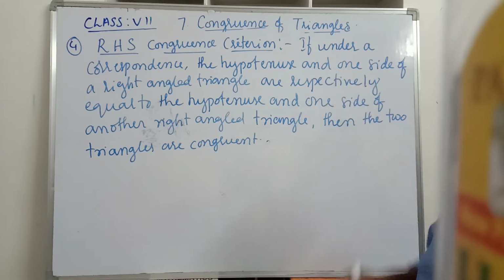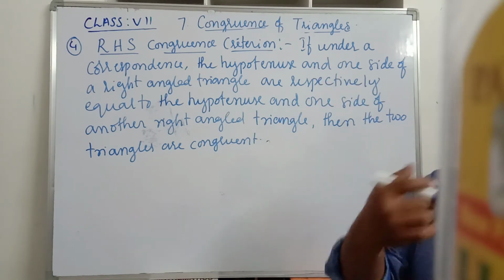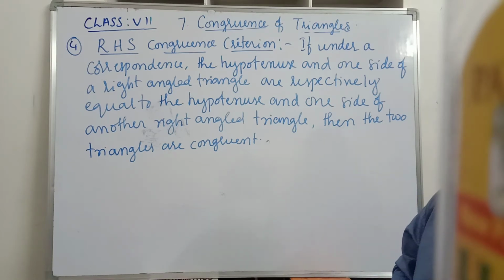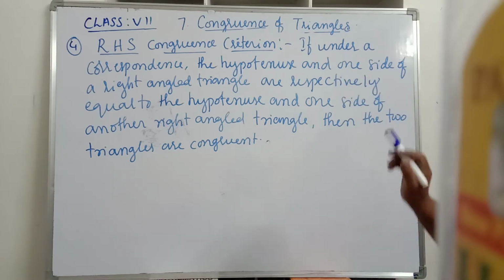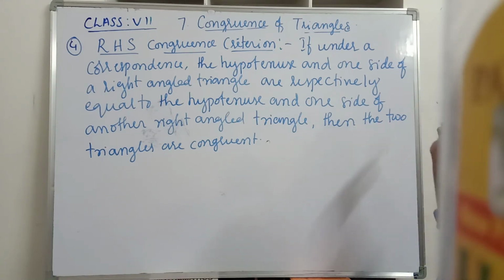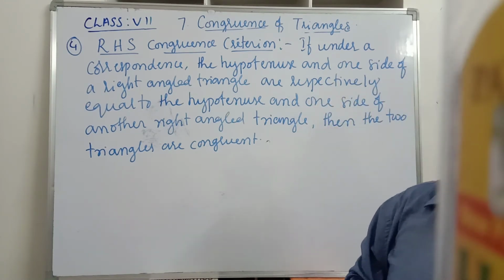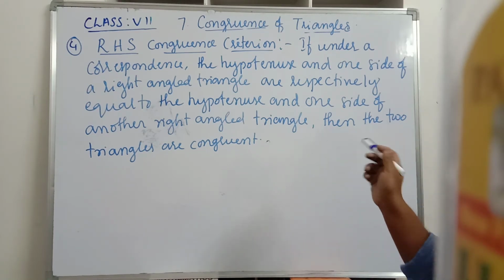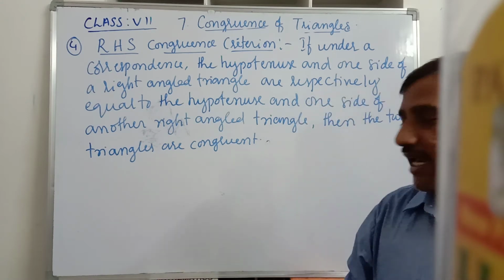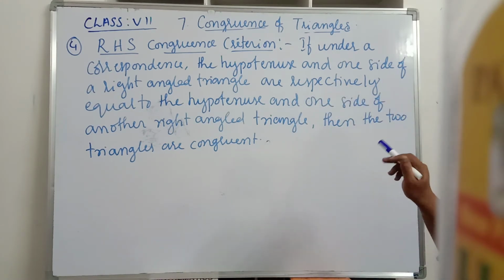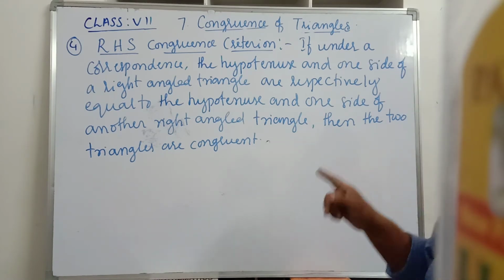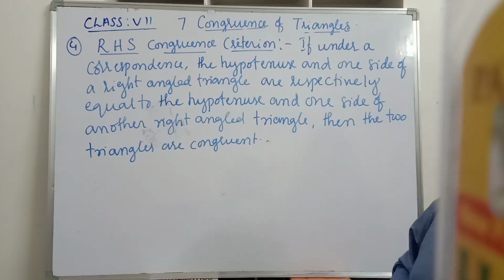Now, this congruency criterion we use to prove whether two right angled triangles are congruent or not. It states that if under a correspondence the hypotenuse and one side of a right angled triangle are respectively equal to the hypotenuse and one side of another right angled triangle, then the two triangles are congruent.